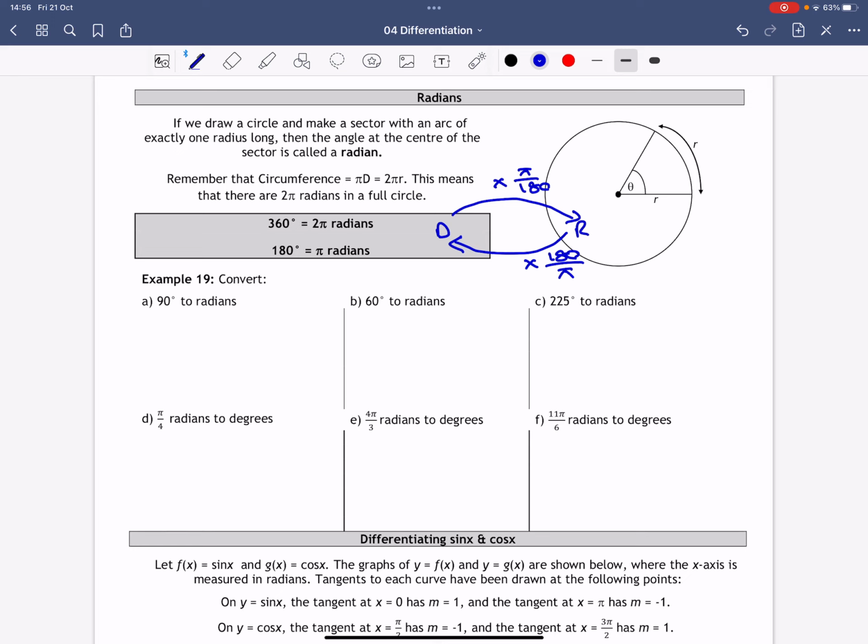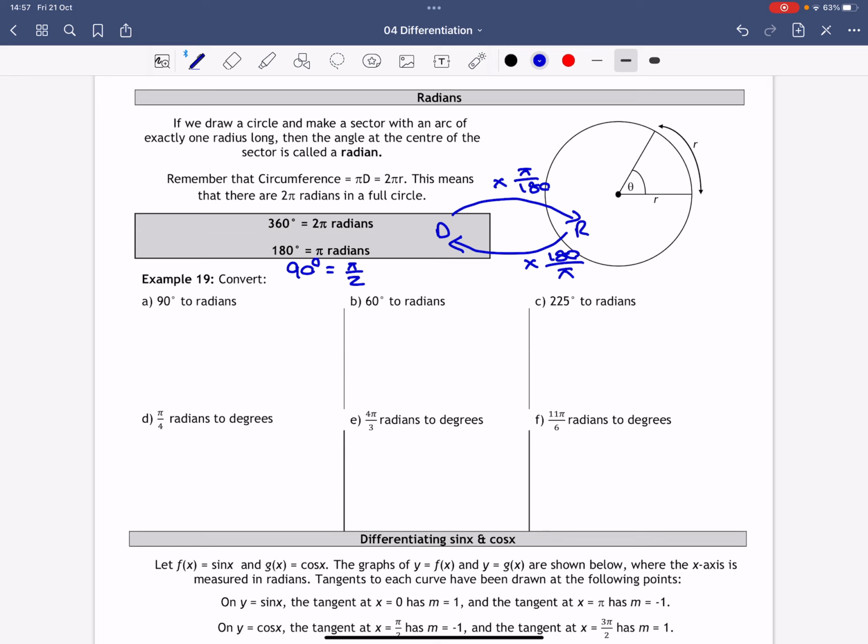So if you can remember that 180 degrees is pi radians, 360 would be double that, which is 2 pi radians. So 90 degrees would be half of pi, which is just pi over 2 radians, and so on. So if you can remember all as a fraction of 90, 180, 360, you might be able to do this without this conversion factor. Okay, so like I said there, convert 90 degrees into radians, for example 19a.